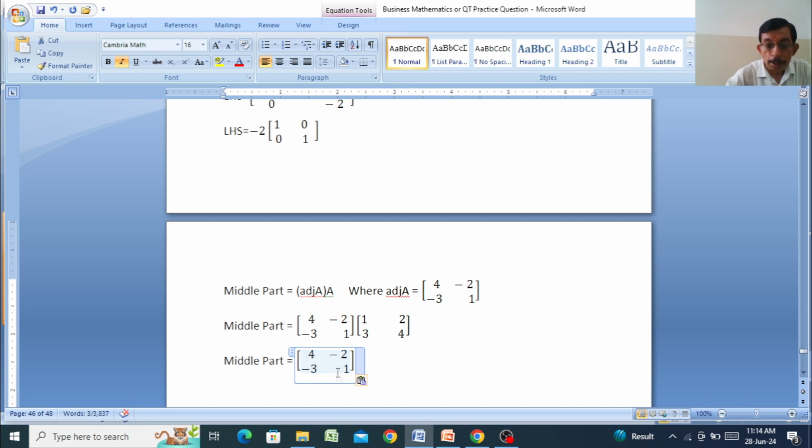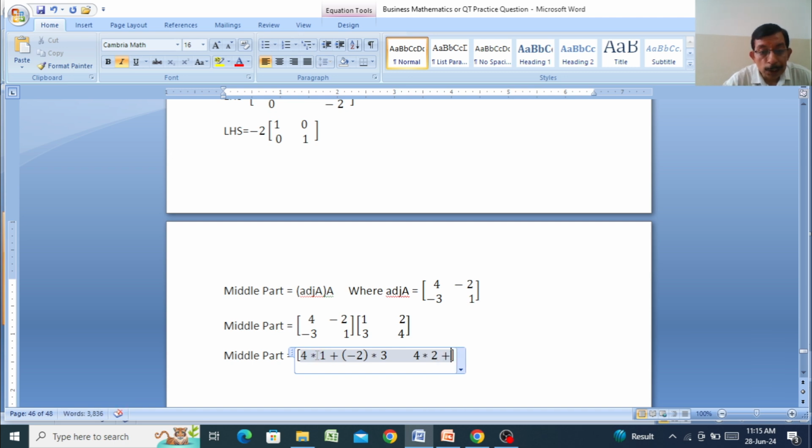Multiplication starts with the first row and first column. We get the first row first column element: 4 multiplied by 1 plus minus 2 multiplied by 3. Then the first row multiplied by the second column: 4 multiplied by 2 plus minus 2 multiplied by 4, and the first row second column multiplication is complete.